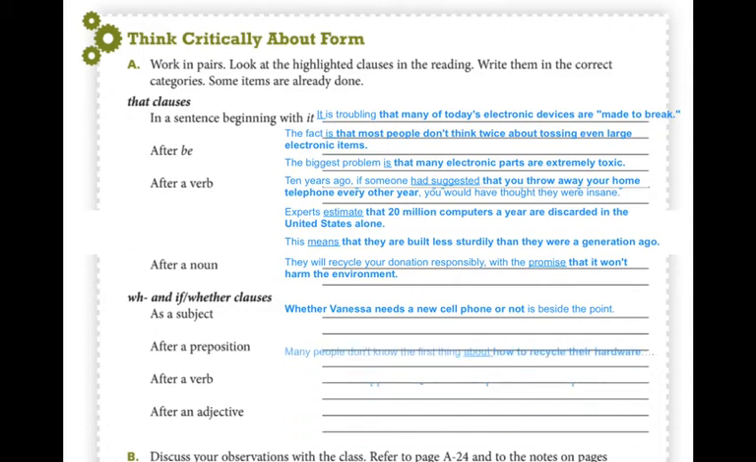After a preposition, we see most people don't know the first thing about how to recycle their hardware. Here we have the preposition about. Prepositions are followed by objects. An object can be a noun phrase, a pronoun, or a noun clause. And here we have the noun clause, how to recycle their hardware.